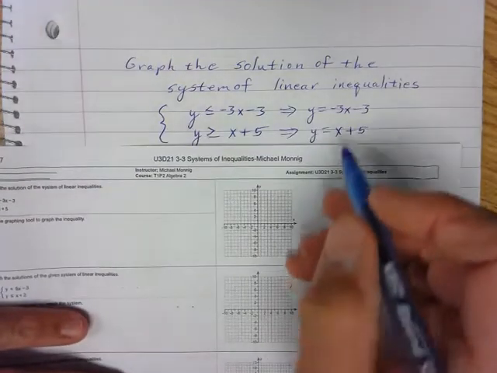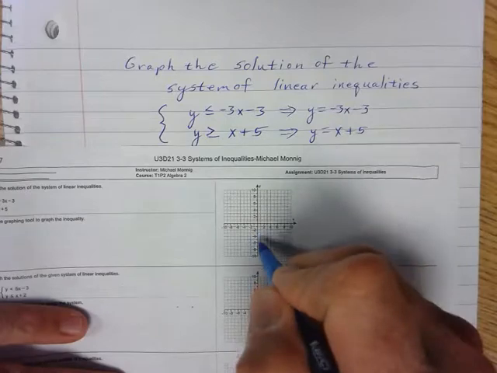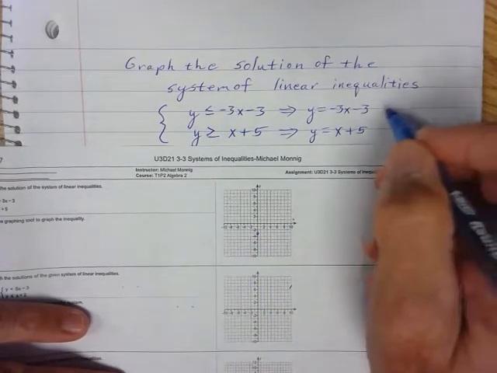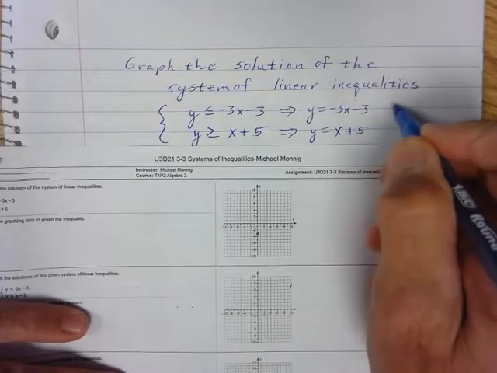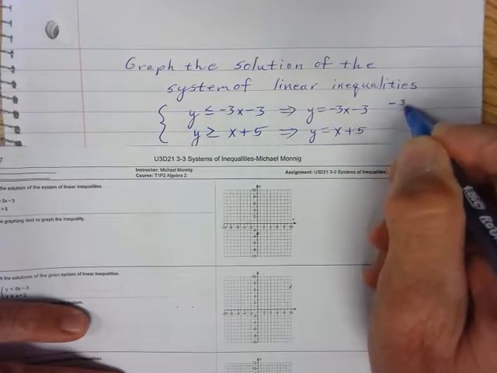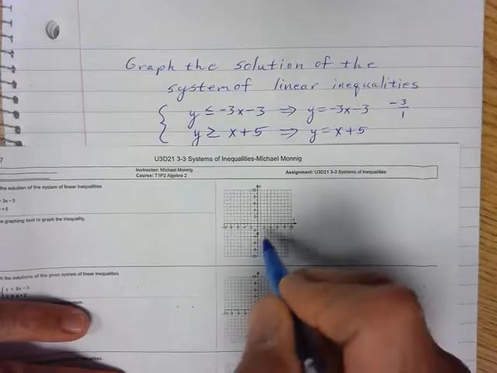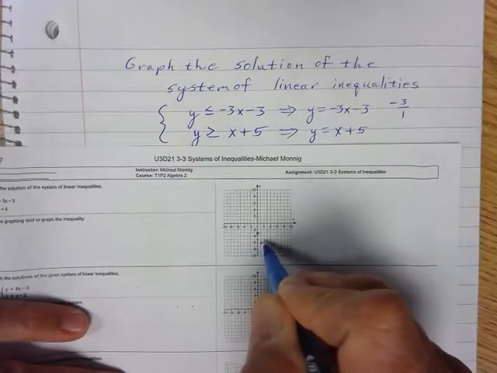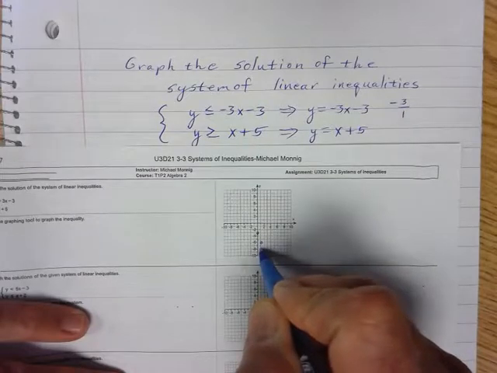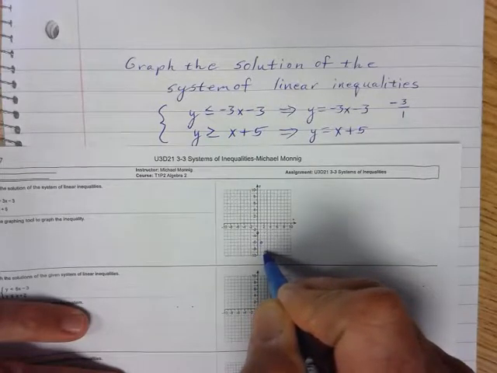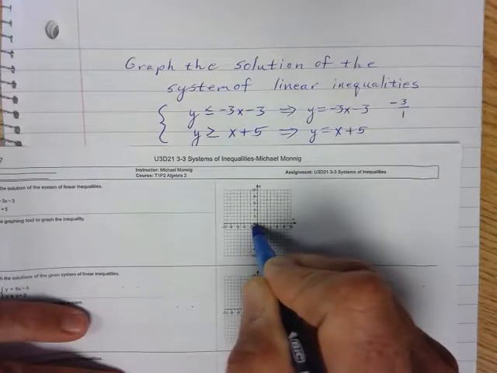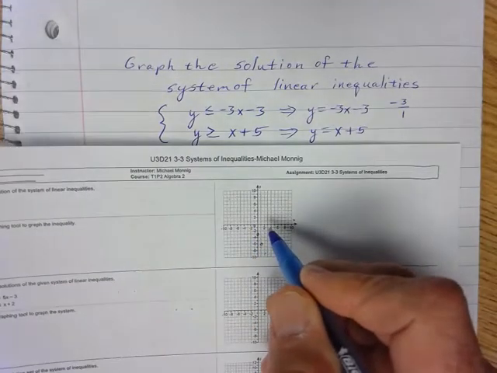I'm going to go to negative 3 on the y-axis. Then I'm going to count up or down 3 over 1. So my slope is negative 3 rise over 1. So that's down 1, 2, 3, and over 1. I could go back 1 and up 3 also. So that will be this line here.